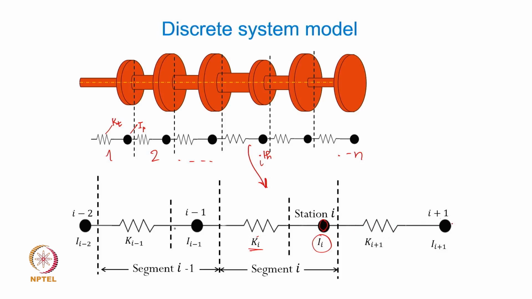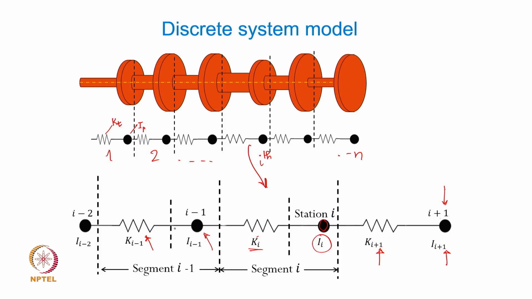The next subsequent segment will have its own station, and this will be I plus 1. The stiffness of this spring will be Ki plus 1. This will be the inertia element I plus 1, whereas this one will of course be I minus 1 and Ki minus 1 and so on. So on both sides you have interconnected elements.